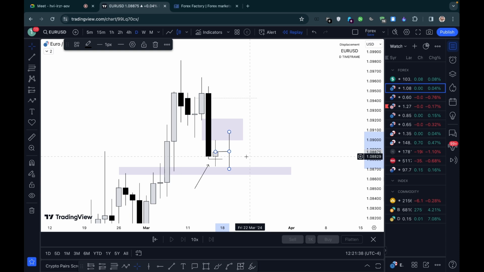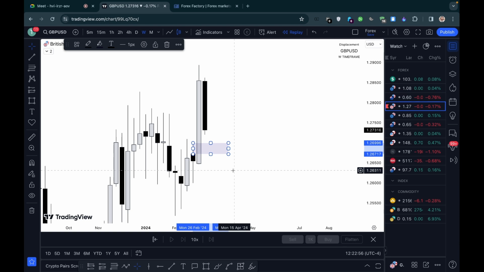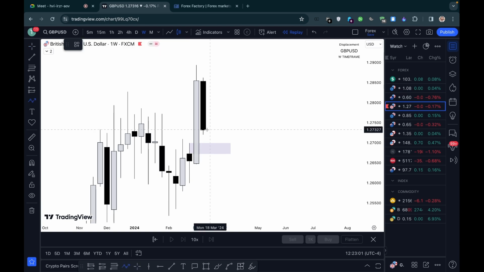Now let's go to the GBP. In GBP the bias is bullish, because there is a huge and good favorable gap here, and also an order block. So there is a possibility the price will open here, come back, and we can move up. But I'm also looking into this other scenario, which can be possible.